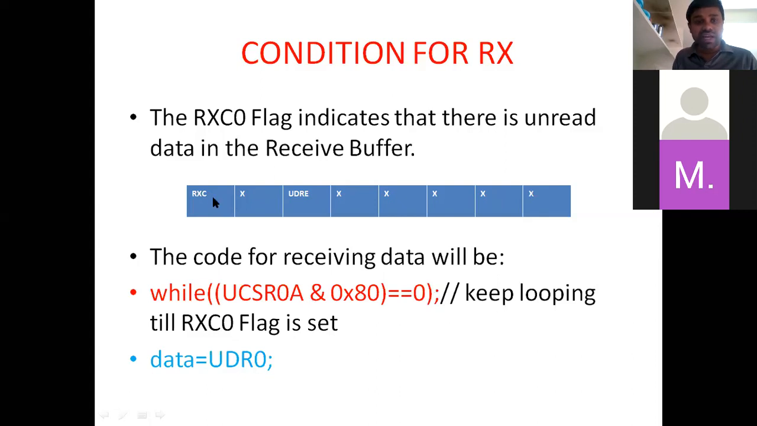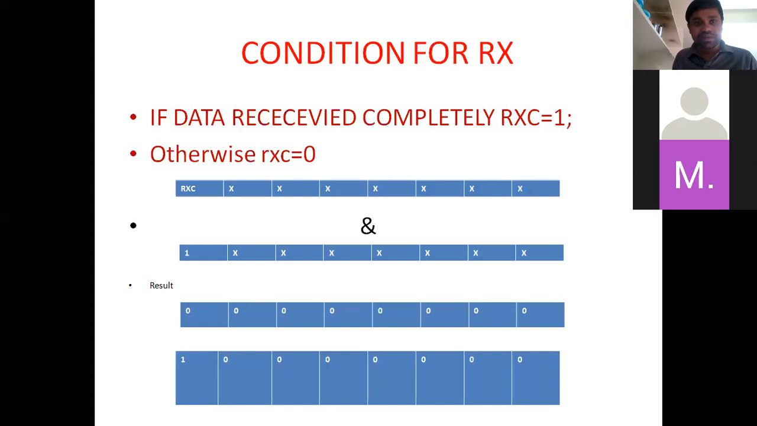If the data is available, RxC equals 1. 1 into anything is something. Something equal 0 means that is false. This condition is false whenever some data is available. The data available in UDR will be stored in some temporary variable D. Same operation: if data is received completely, the Rx bit equals 1. Otherwise, the Rx bit equals 0.